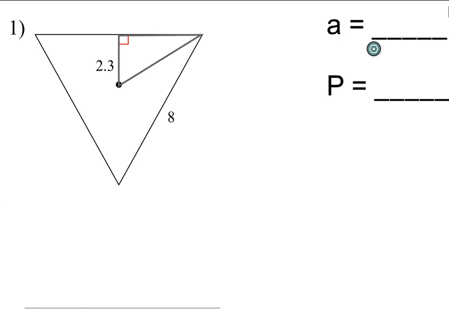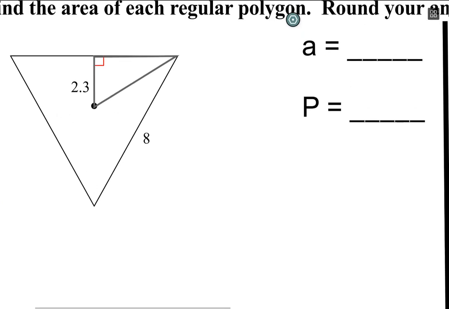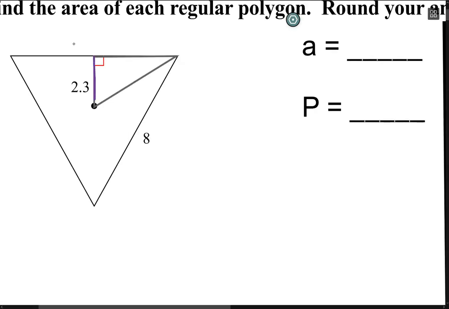Okay. So I need the apothem and perimeter. Has any of those been given to me? What is this side that's been given to me right here? What does this represent? That is the apothem, isn't it? Well, goody gumdrops. That's been given to me, hasn't it?